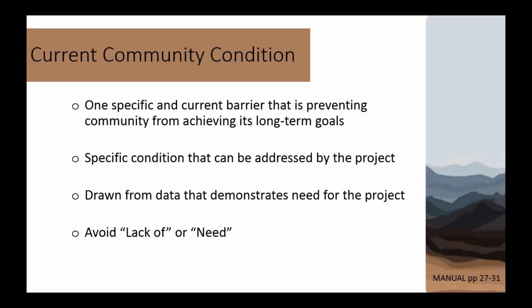Okay, so current community condition. For those of you that have been with ANA for a while, this used to be the problem statement. So the terminology has changed, but it's basically the same thing. The current community condition can be defined as the specific and current barrier that is preventing a community from achieving its long-term community goal. So remember, we already identified our long-term community goal, and this project is the barrier that's keeping us from that.